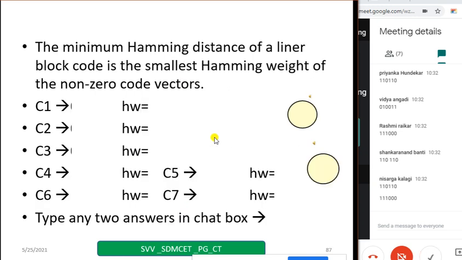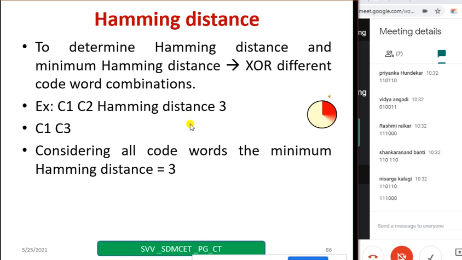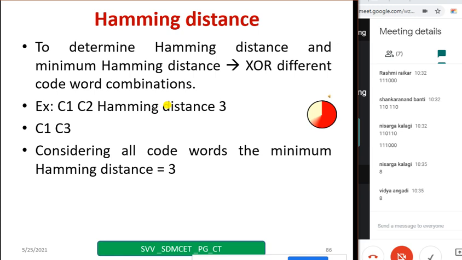Let me go to the next. Sometimes, in this particular example, the number of codes, how many do you have? Can you tell the total number of code words we have? 3 is the data bits. How many code words will I have? 8. Okay, very good Nisarga, Vidya. All are telling the right answer.